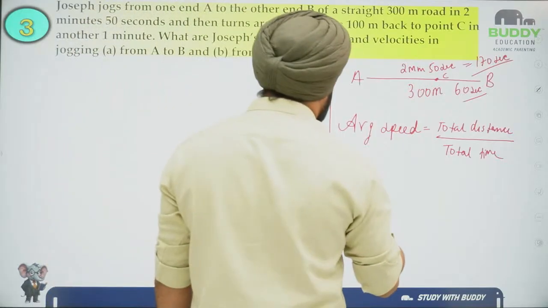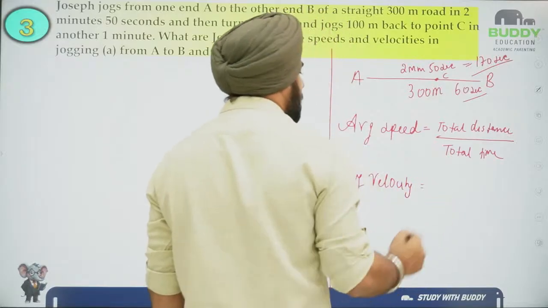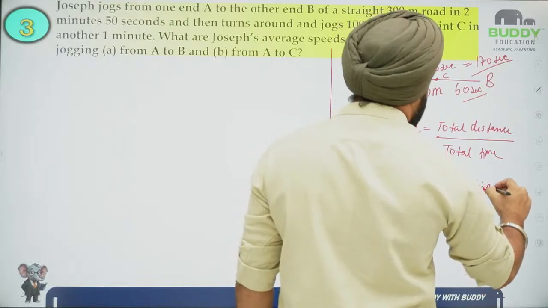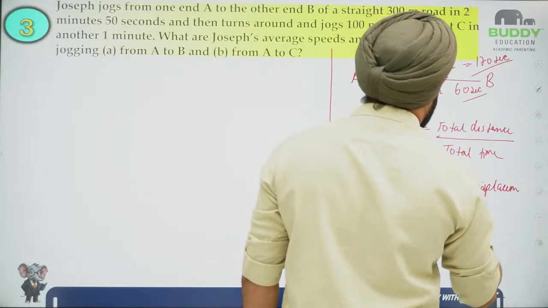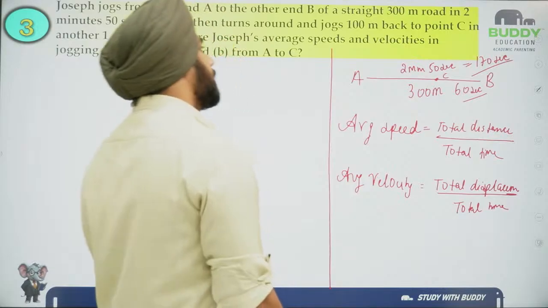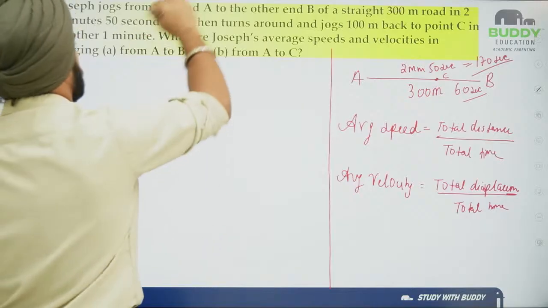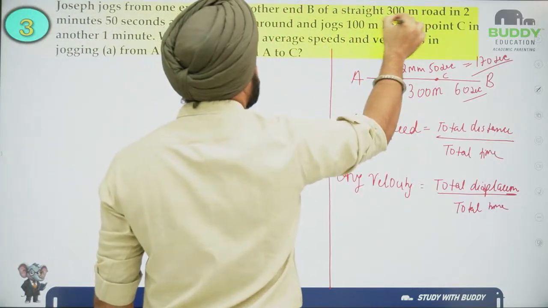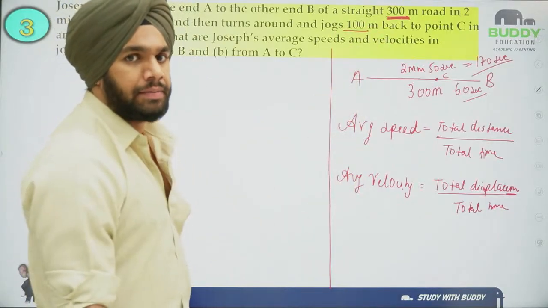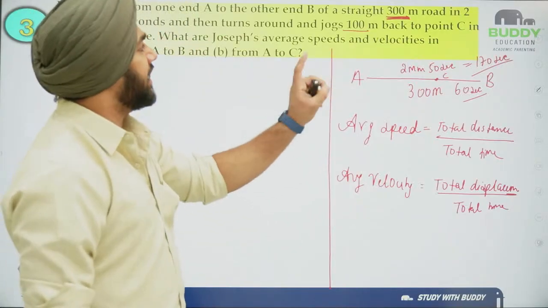What about average velocity? It is total displacement, or we can say net displacement upon total time, right? So while solving average speed, total distance, see, he traveled 300 meter and then he traveled more 100 meters. So the total distance is 400 meter, right? Then total time, it was 2 minutes 50 seconds and then 1 minute more.